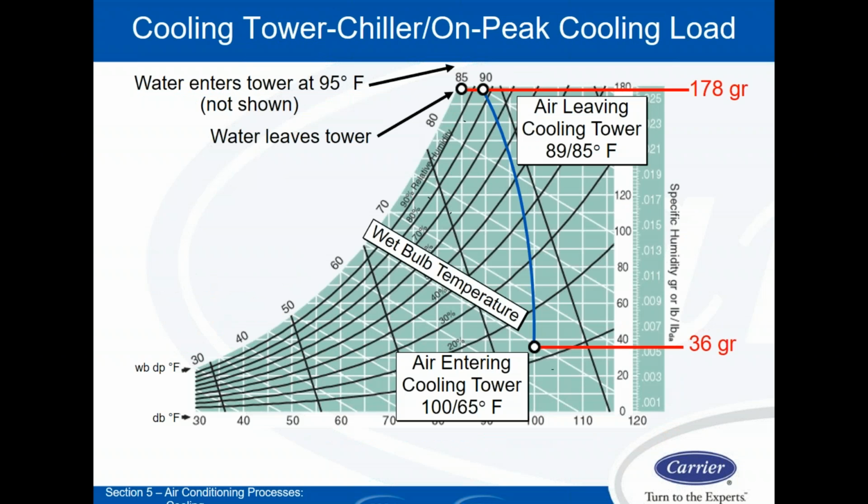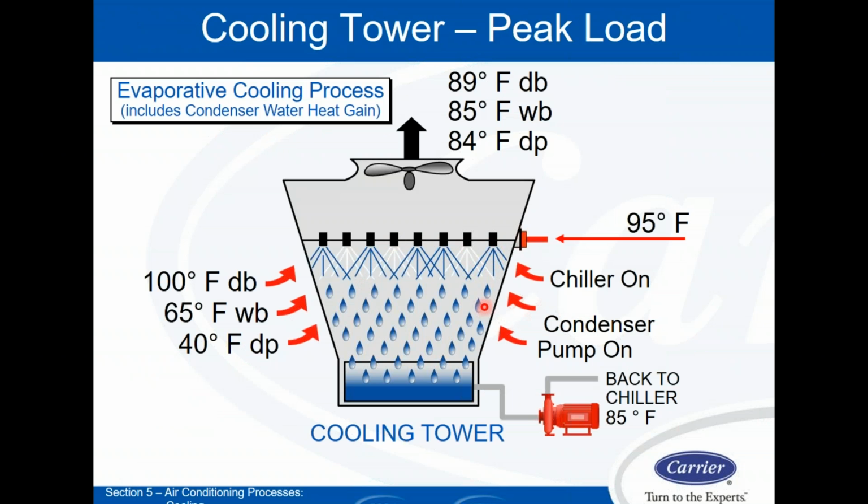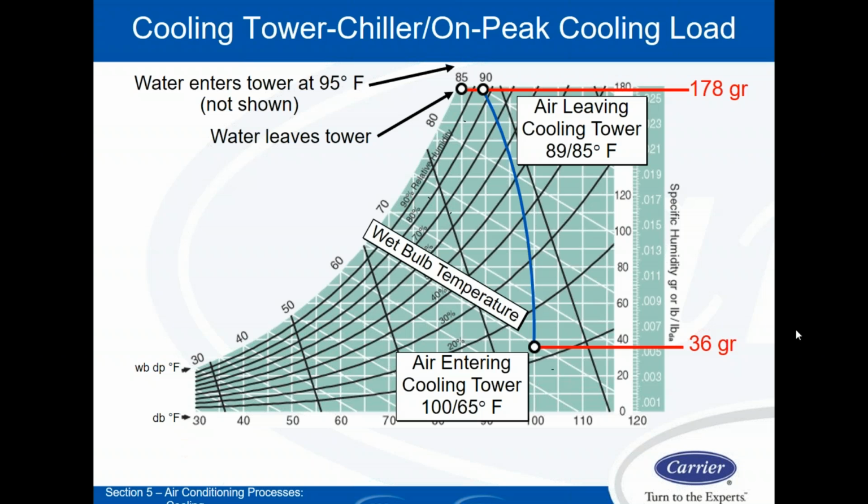So if we look at that on the psychrometric chart, if I start down here with my 100-degree entering air on the cooling tower with 65 wet bulb, that's that dot right there. The actual moisture is 36 grains. I've added from 36 up to 178 grains of moisture. So this water spraying into the airstream is adding those grains of moisture going out there. So I've added a bunch of them there.